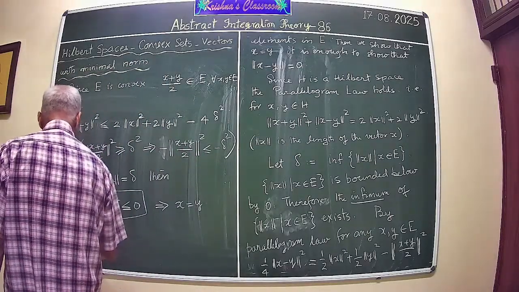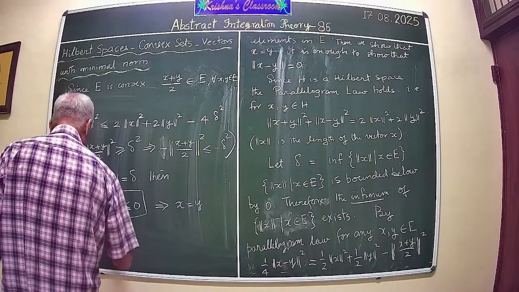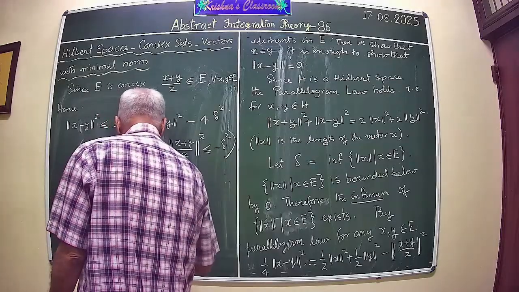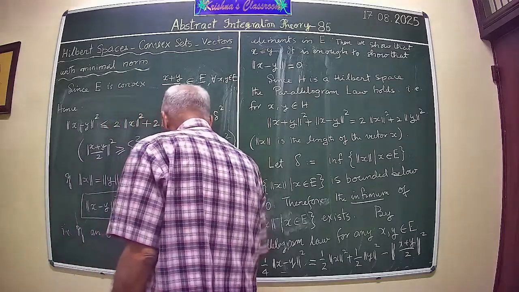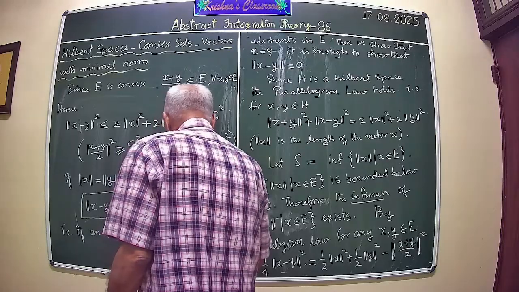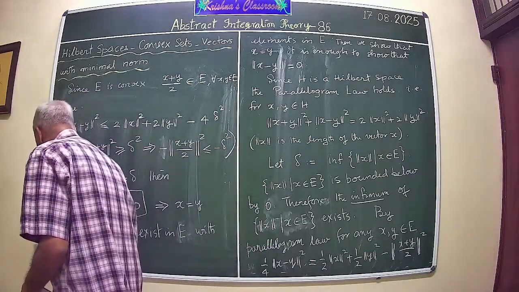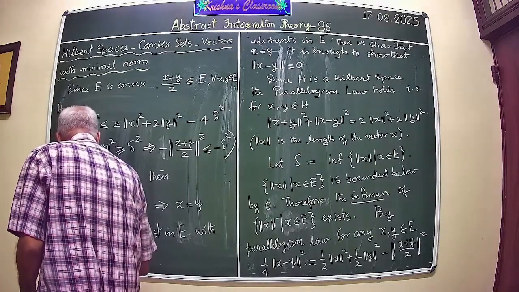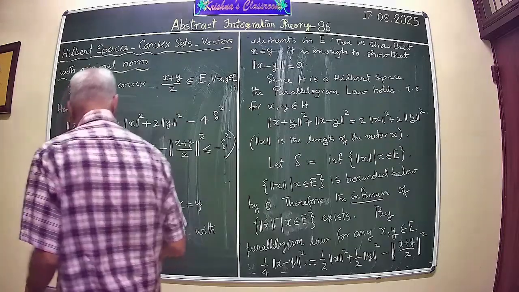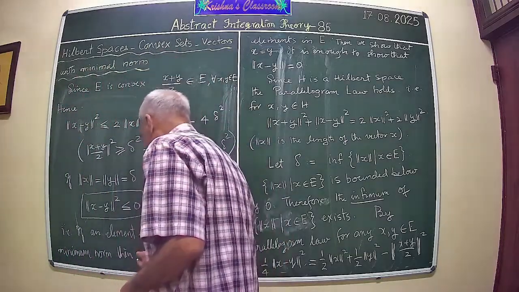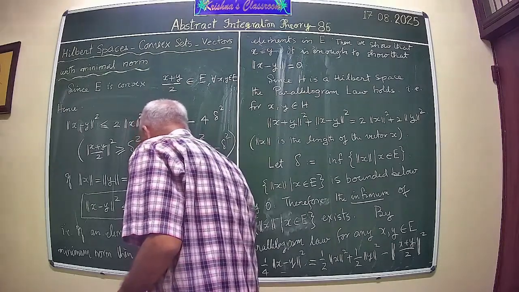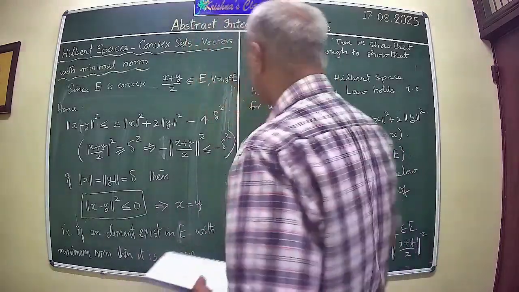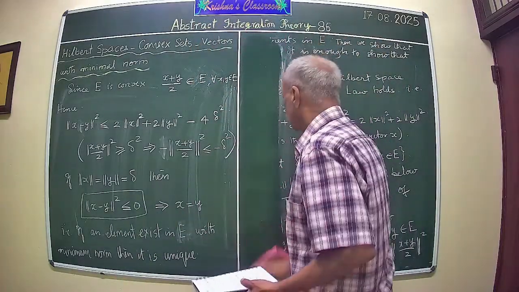If x and y both have norm delta, then x equals y, it is unique. So that's the theorem, that's the uniqueness part. But we are yet to prove the existence. So we will prove the existence.